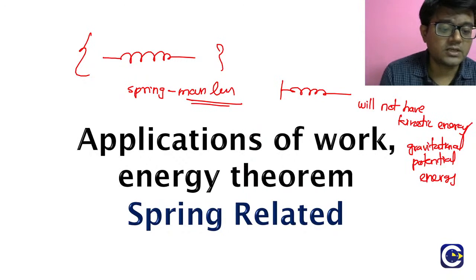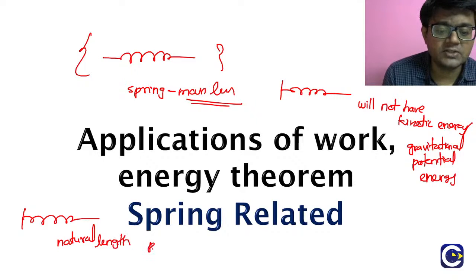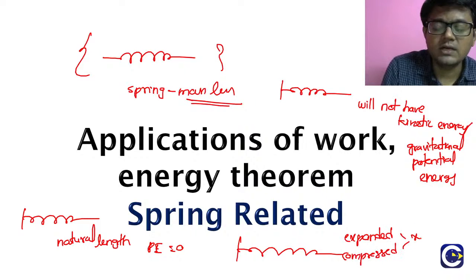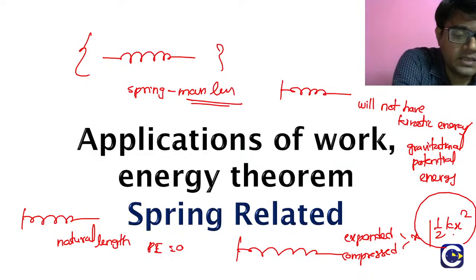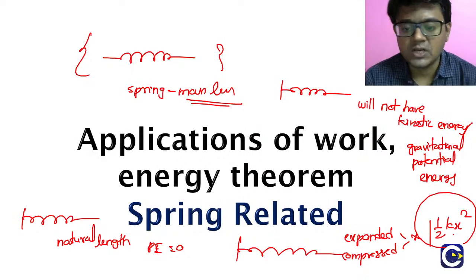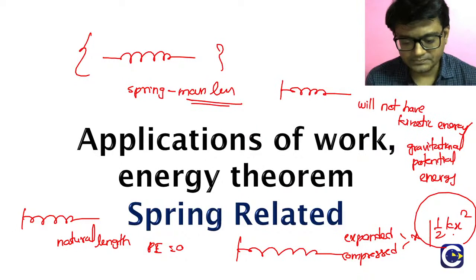Spring potential energy is what? If you have a spring at its natural length, the spring will not have any potential energy. Its spring potential energy is zero. Otherwise, if it is expanded or compressed by a value x, then the spring potential energy will be half k x square. K means the stiffness constant of the spring, or we can simply say the spring constant. So this is the basic understanding about the spring.